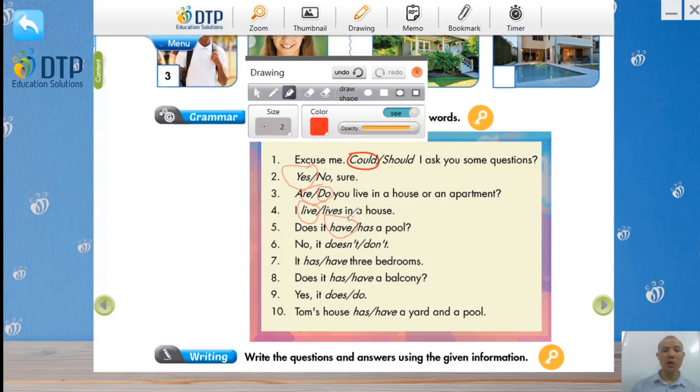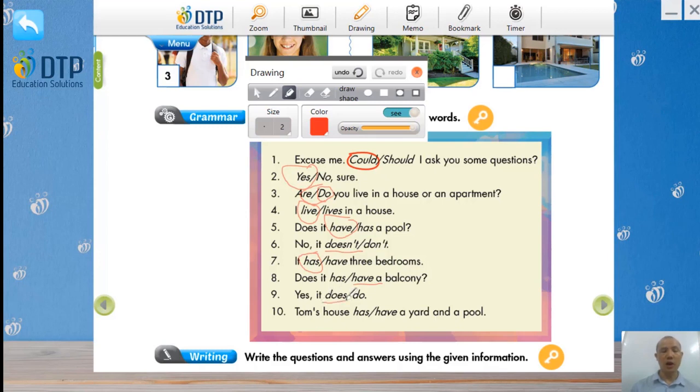Next one. No, it doesn't or no, it don't. Doesn't. Good. It has 3 bedrooms or it have 3 bedrooms. Which sounds familiar to you? Has. Good. Next one. Does it have a balcony or does it has a balcony? Which one sounds familiar? Have. Right. Does it have a balcony? Yes, it does or yes, it do.